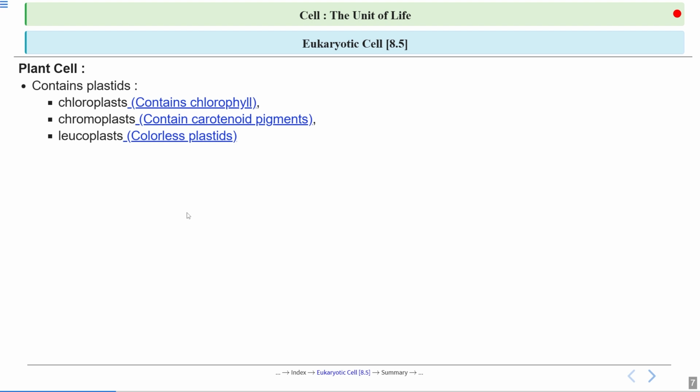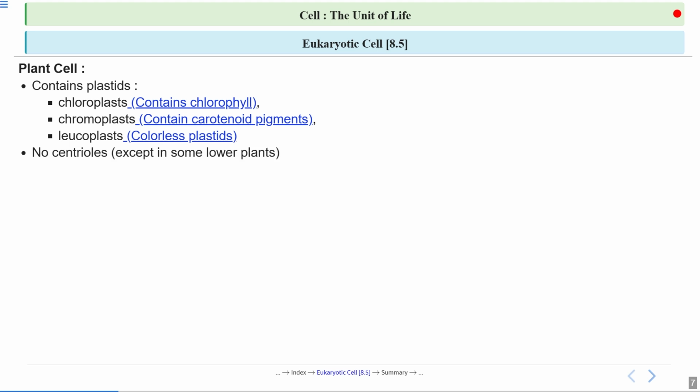Now, plant cells, they contain plastids. So plastids can be of different types. First is chloroplast, which contain chlorophyll. Second is chromoplast, which contain the pigments such as carotenoid. Then there is a leucoplast, which is a colorless plastid.